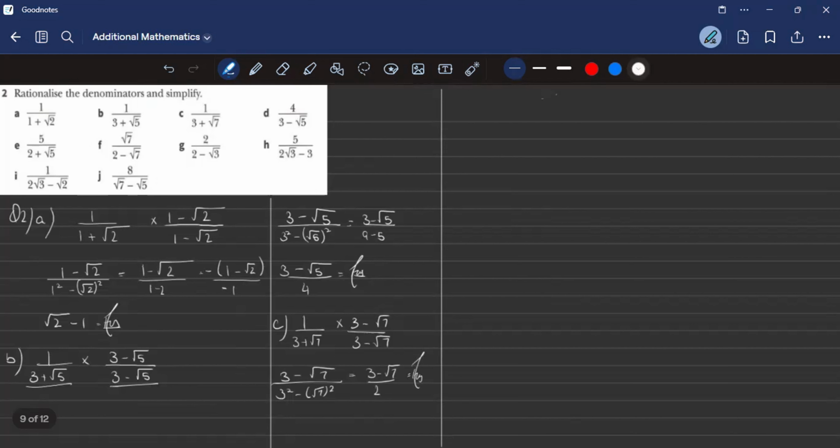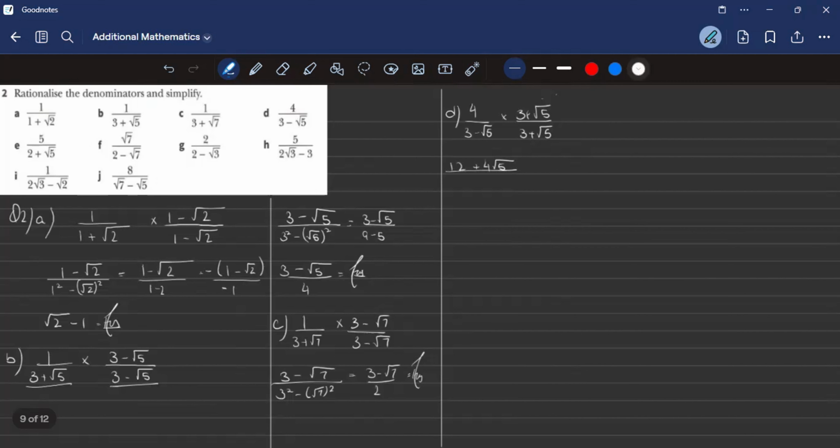Okay, proceeding on to part D. 4 divided by 3 minus under root 5. Again, multiply by 3 plus under root 5 because it's the conjugate of this term. Divide by 3 plus under root 5. So what is 4 multiplied by 3 plus under root 5? 4 3s is 12 plus 4 under root 5 divided by, again, a plus b, a minus b, a squared.